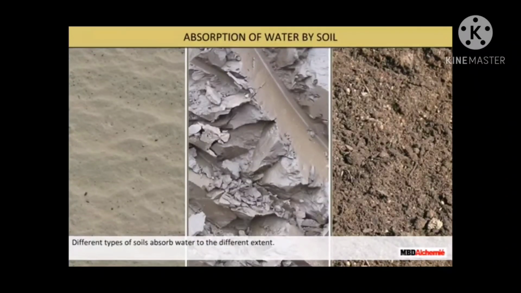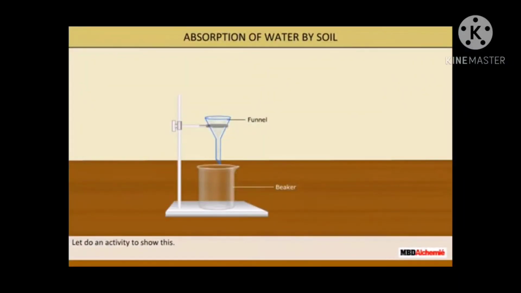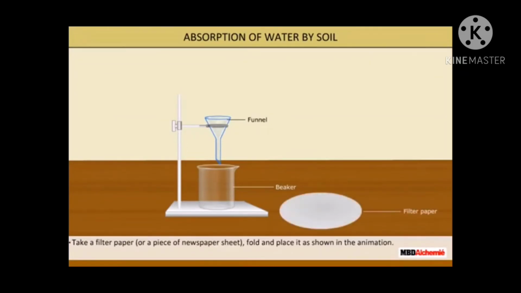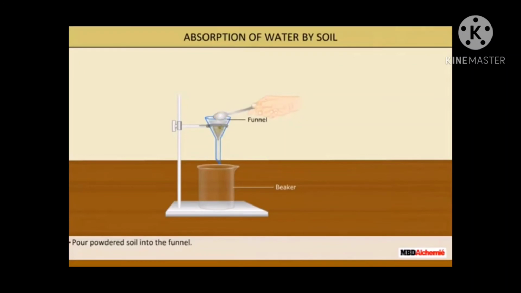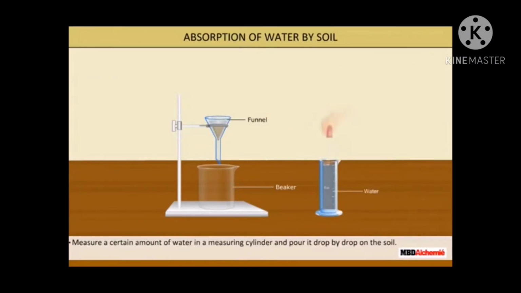Next we shall move to the next property, that is absorption of water by the soil. Let me do another activity here. Take a plastic funnel, take a filter paper or a piece of newspaper, fold it and place it inside the funnel, just as we did in the video. Then pour powdered soil into the funnel. Weigh the soil before pouring it into the funnel. Now pour the finely ground soil.